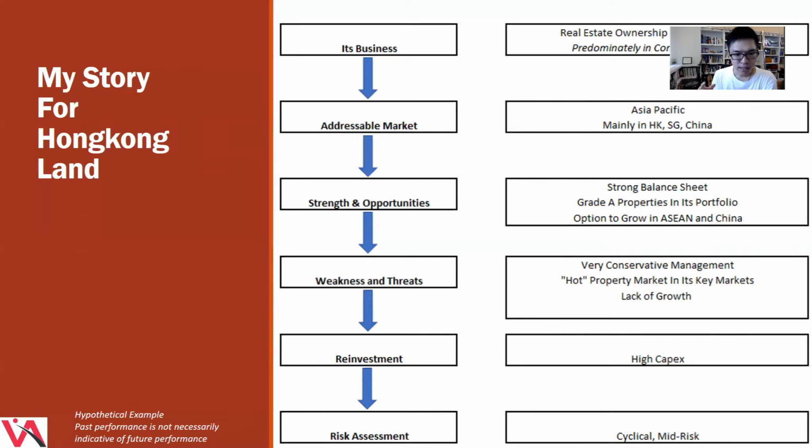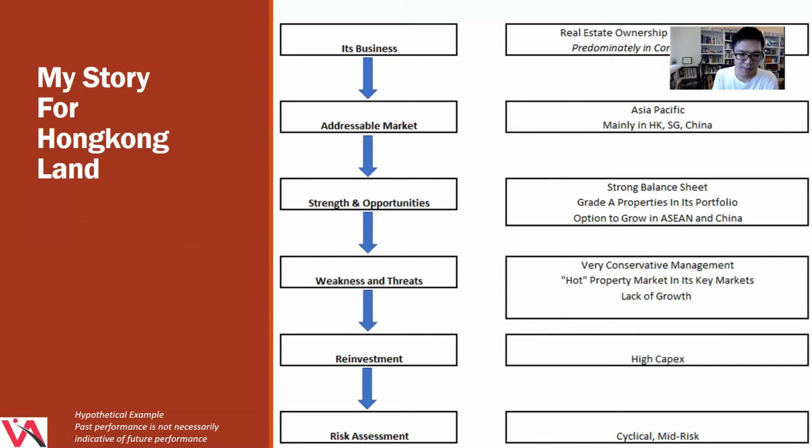But just looking at its properties, all great properties located in the city center, and it really demands a higher premium compared to the other commercial properties in the region. And they also have the option right now, because of their development business, unlike a REIT where they have to continuously pay out dividend from their earnings. As a company, they have the option to retain that earnings, and they can grow their development business in ASEAN and in China. So these are the strength and opportunity of the company.